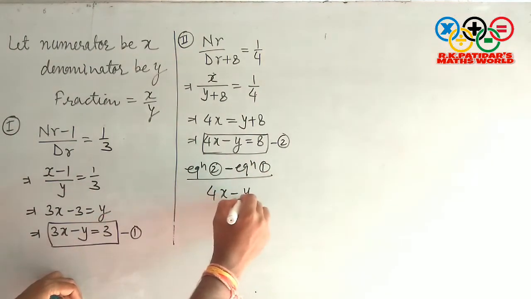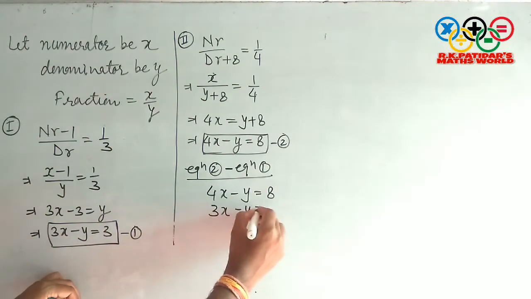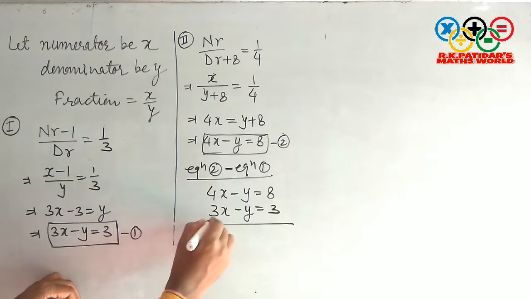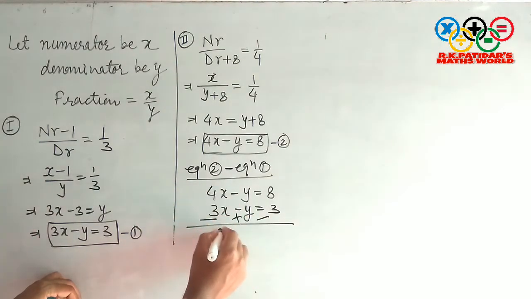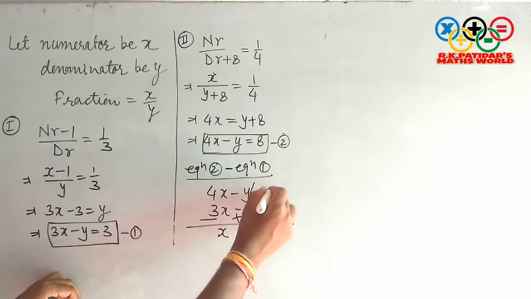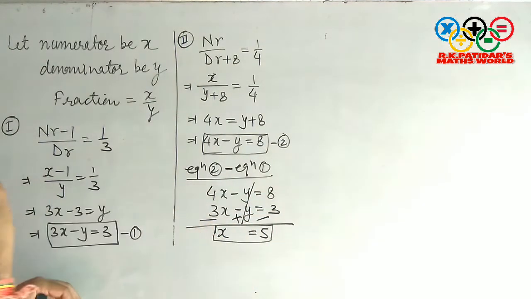तो 4x minus y is equal to 8 and 3x minus y is equal to 3. Minus, minus, minus, plus, minus. 4x minus 3x is x, y cancel, and it is 5. So value of x is equal to 5.